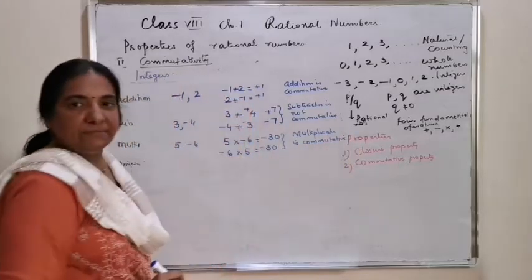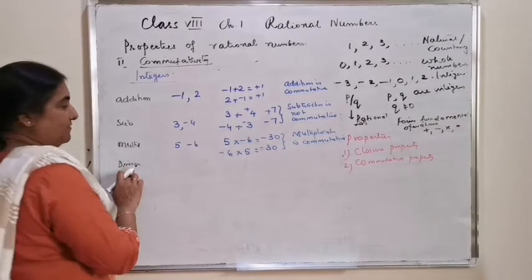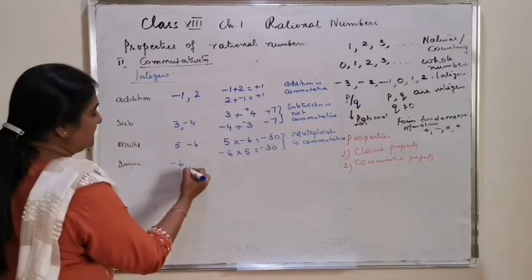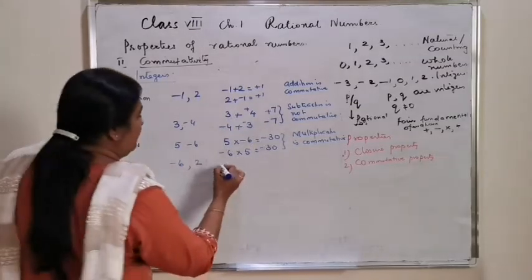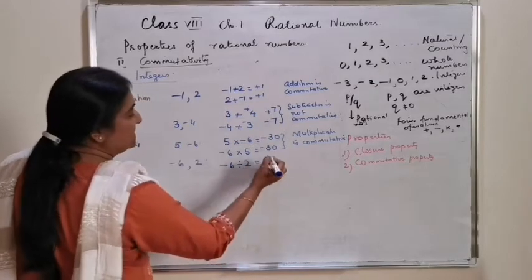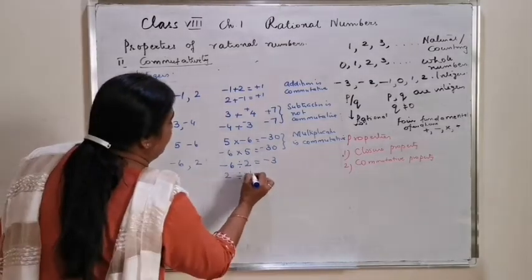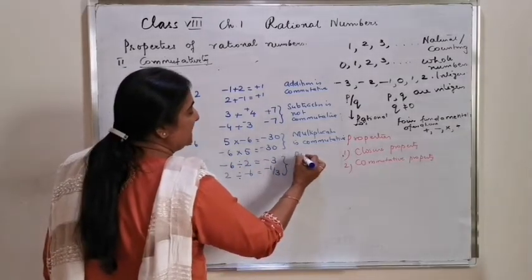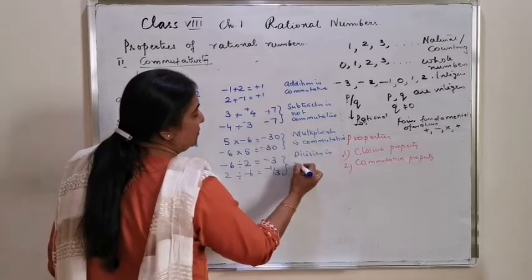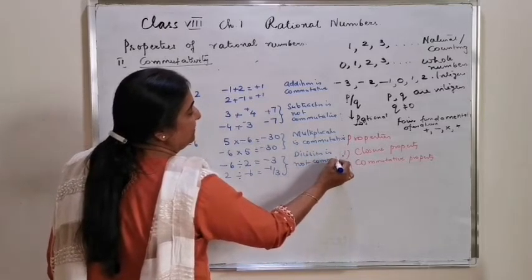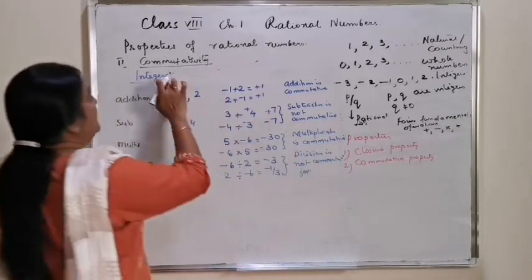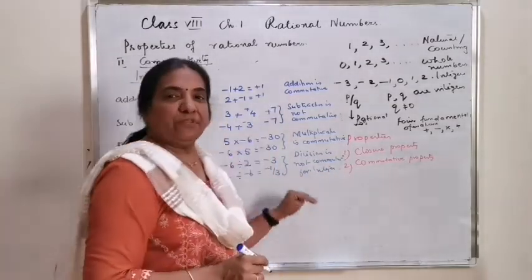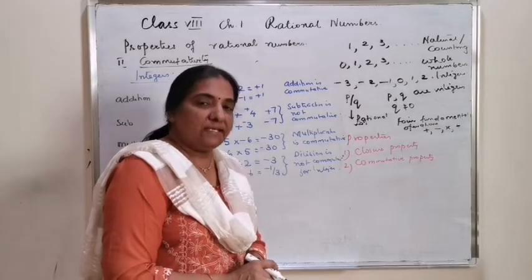for integers. The fourth operation is division. Let the integers be -6 and 2. -6 divided by 2 is -3. 2 divided by -6 is -1 by 3. They are not equal, which shows that division is not commutative for integers. So these are the property explanations for the set of integers.